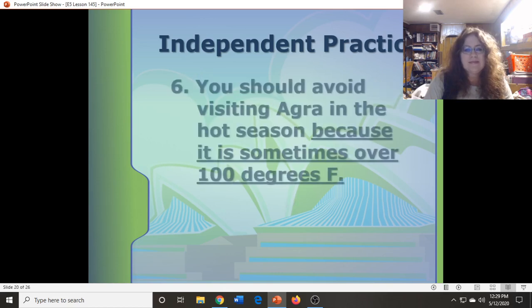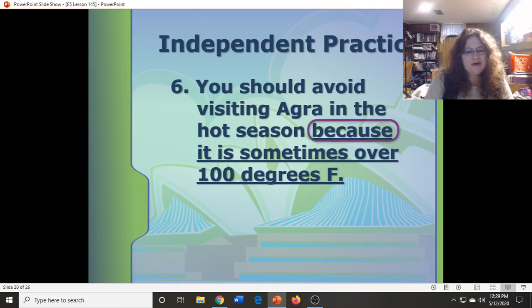Number 6, you should avoid visiting Agra in the hot season because it is sometimes over 100 degrees Fahrenheit. Find the subordinating conjunction. Because, look at the underlined words. Because it is sometimes over 100 degrees Fahrenheit, starts with the subordinating conjunction, cannot stand alone, so it is dependent.